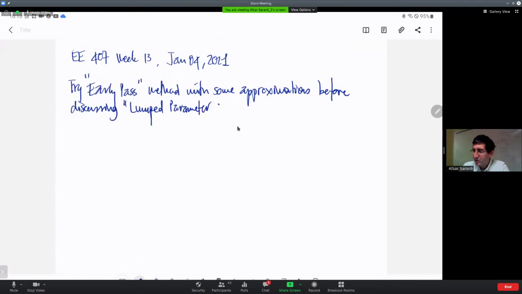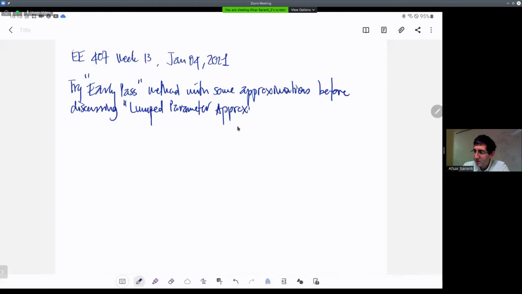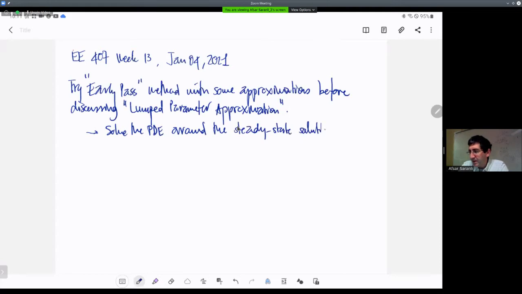Parameter approximation. Okay, so we will make a number of assumptions. First of all, we will try to solve the partial differential equation around the steady state solution, so that we basically have an initial condition that's going to be equal to 0.